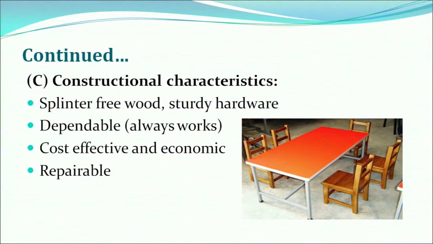Now, apart from the design and the educational characteristics of the toys or the material that is to be there in the play center, there is a very important requirement, that is, the constructional characteristics of the play center. The furniture inside the play center should be child centric, which means that it should be built according to the needs and the characteristics of the little children. So, it should be slim, for example, it should be splinter free wood, it should have sturdy hardware, it should be dependable, that is, it always works, it should be cost effective and economic also, which is very important, and the equipment can be repaired.